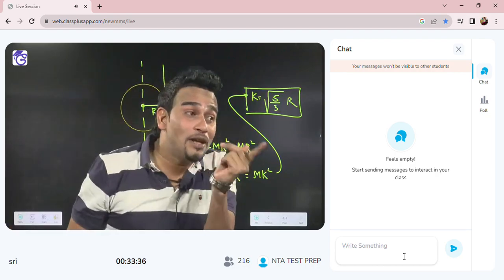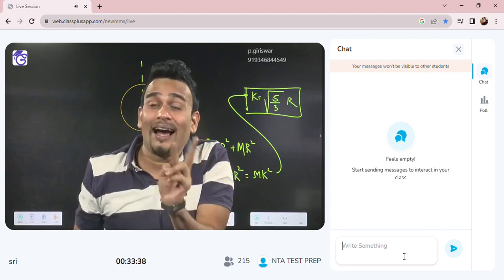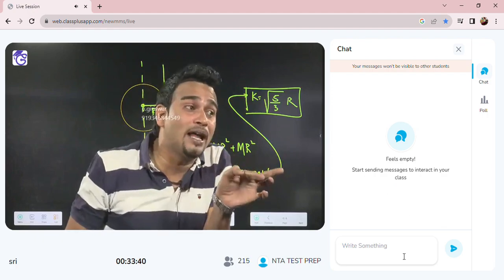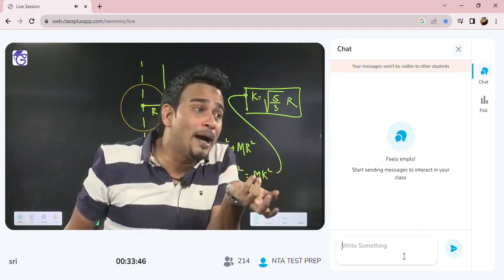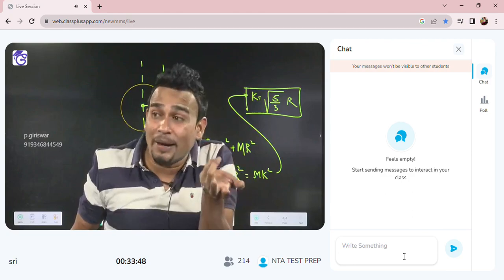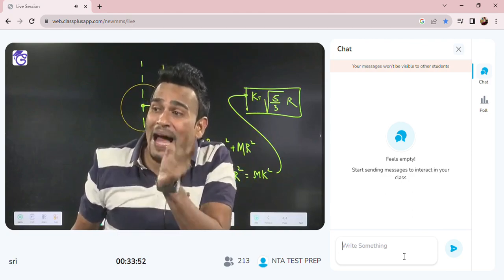Here the answer will change. In one case the answer will come 2 mr square, in the other case the answer will come 3 by 2 mr square. Students remain confused. In which situation will it come 2 mr square, and in which situation 3 by 2 mr square? The game is of ICOM, the game is of the parallel axis theorem.